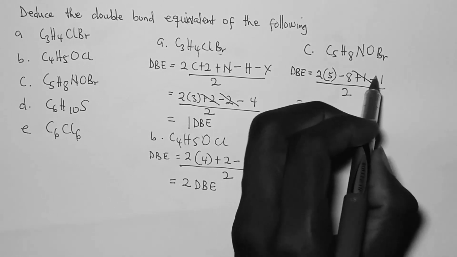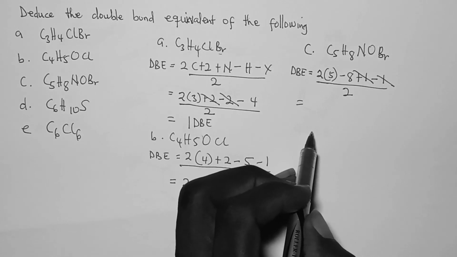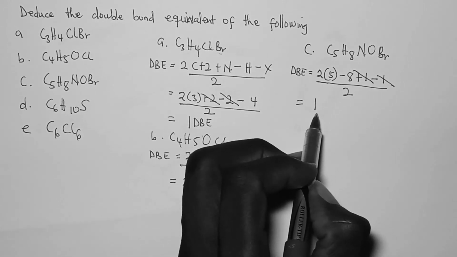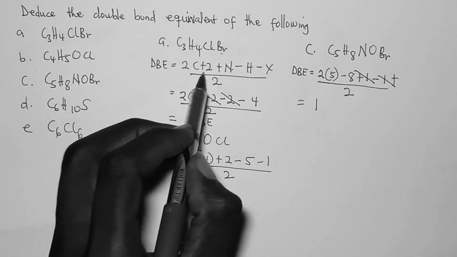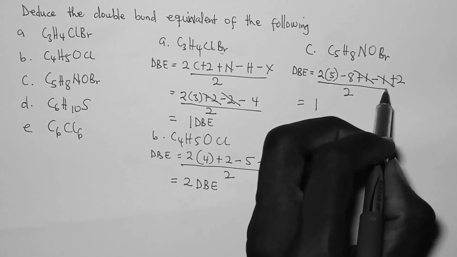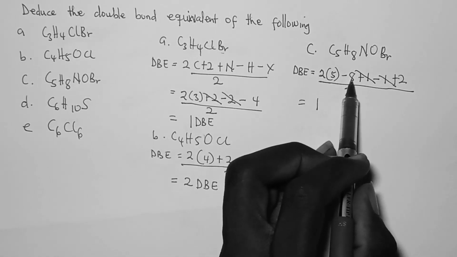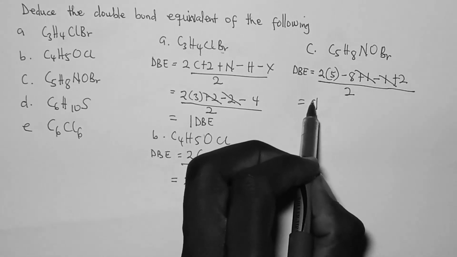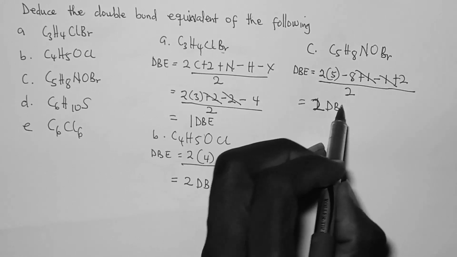So plus 1 minus 1 can go away. 2 times 5 is 10. 10 minus 8 is 2. 2 divided by 2 is 1. And therefore, this molecule has... Sorry, I made a mistake because the formula says plus 2. So we need to add 2 here. And therefore, 10 minus 8 is 2. Then 2 plus 2 is 4. 4 divided by 2 is 2. So this molecule has 2 double bond equivalents.